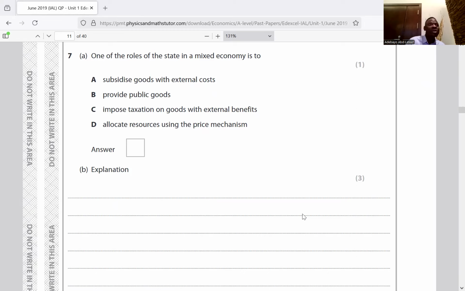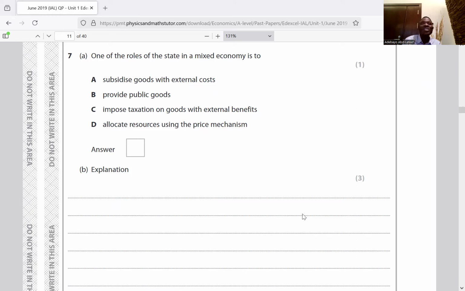External costs are costs to the third party who are not part of the decision making. So external costs are detrimental. They damage the society. Why would government want to subsidize that? Government would want to discourage it, not encourage it, because subsidies encourage production and consumption, while tax discourages consumption and production. So it's not A at all. B, provide public goods. Yes, in the planned system, the public sector will provide public goods. It's B. So let's see. C, impose taxation on goods with external benefits. That's the opposite here.